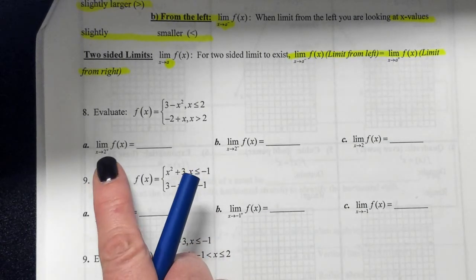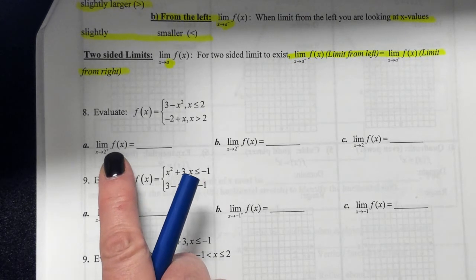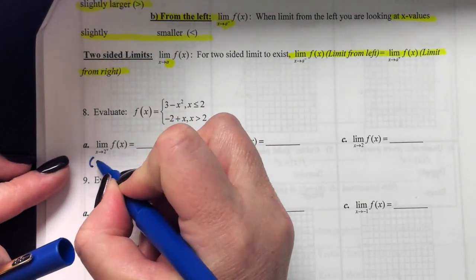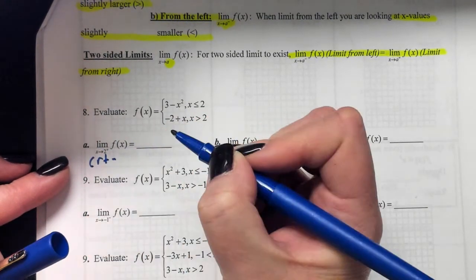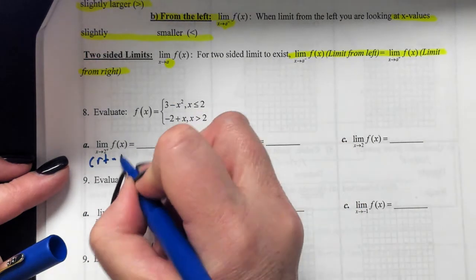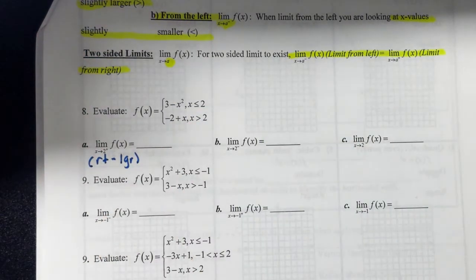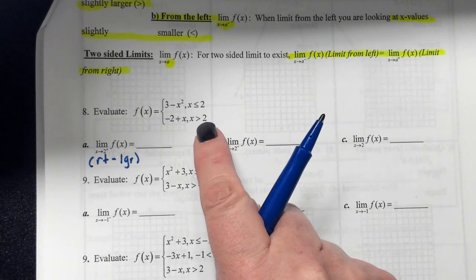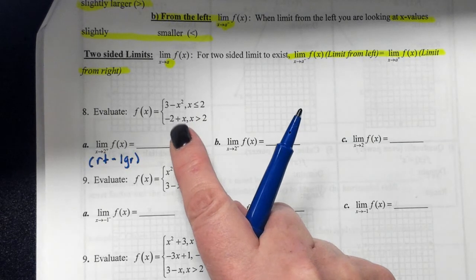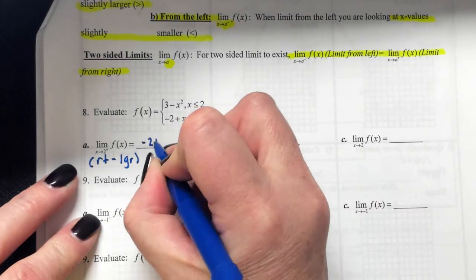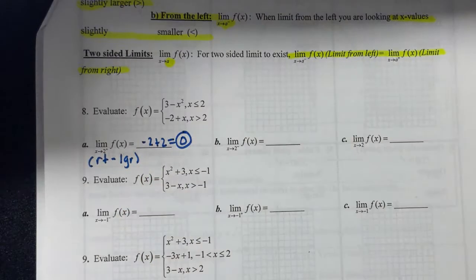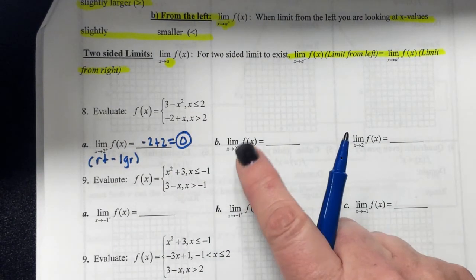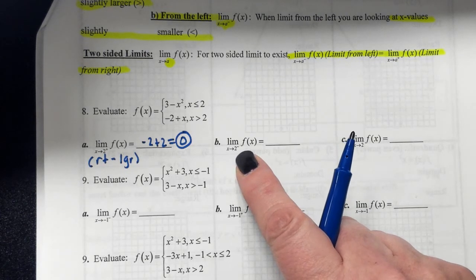I want to find the limit as x is approaching 2 from the right. What does that plus sign mean? I'm coming from the right, which means am I looking at x values larger or smaller? Larger. Looking at this piecewise function, if I want to be larger than 2, I'll plug it into which function? The second. So negative 2 plus 2 will give me 0. The trick is figuring out which piece you're going to plug it into.